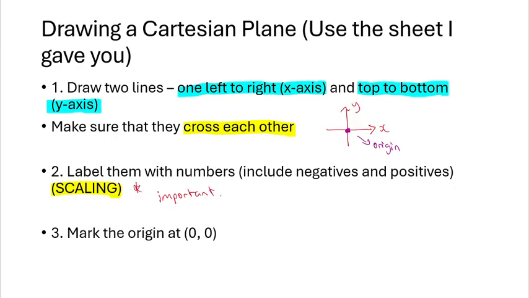Step three is marking the origin. If you don't know what the origin is, it's the coordinate point 0, 0. In my diagram, it's where the two axis lines meet up, okay? That's basically all you have to do. You don't always need to mark it, but just point it out. It'd be nice to have, okay?